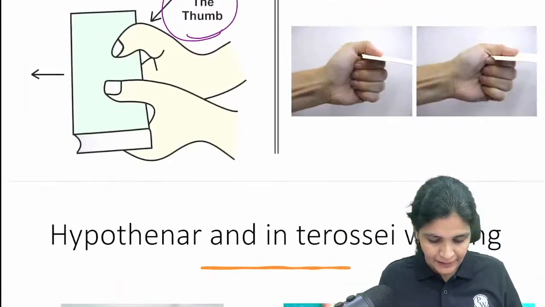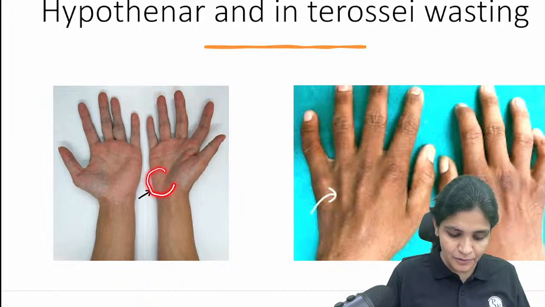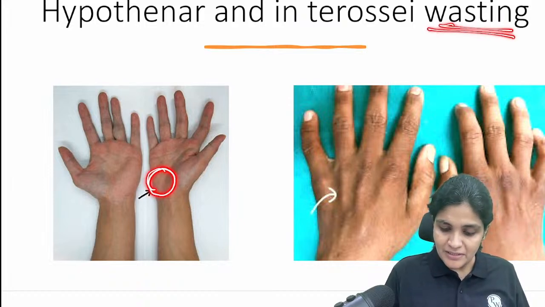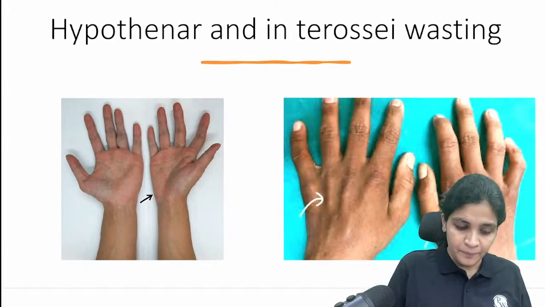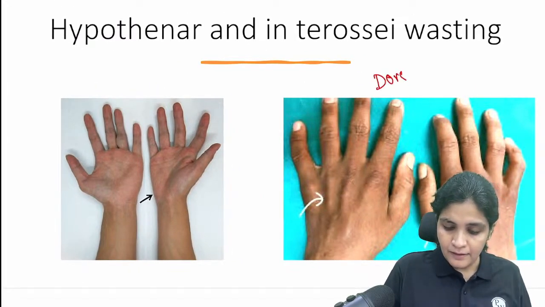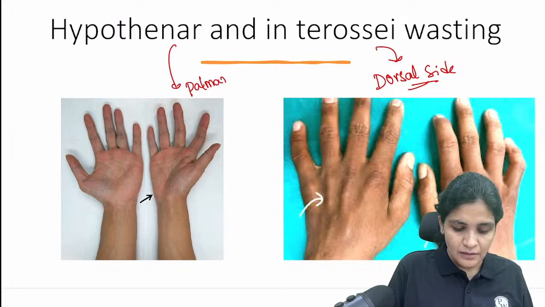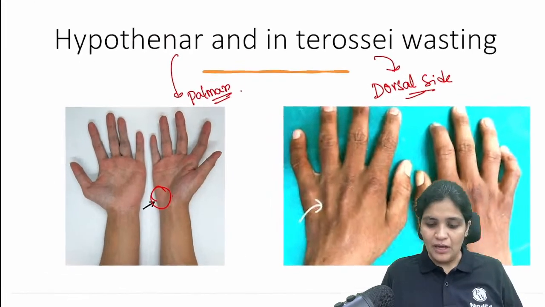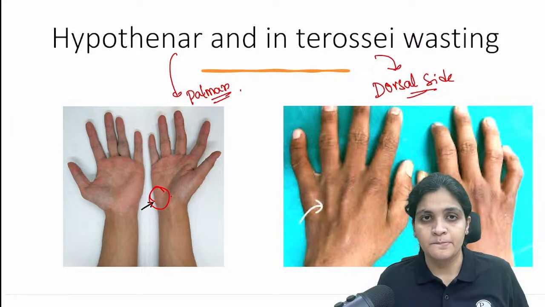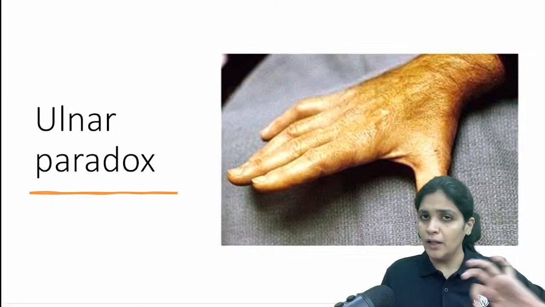Very good. Next. Now this is the wasting I have told you. If you can clearly see, this is the hypothenar wasting. This is the wasting of the muscles, and these are the interossei wasting on the dorsal side, and this hypothenar wasting on the palmar aspect. You see the palmar hypothenar muscles. So this is your wasting, right? That is how you have to write in the exam.